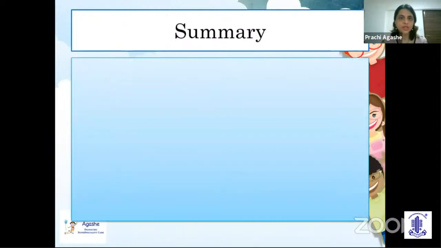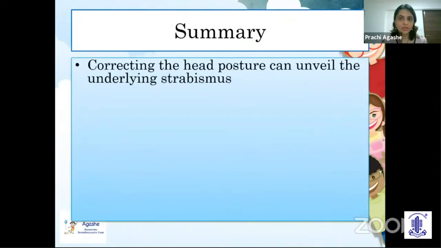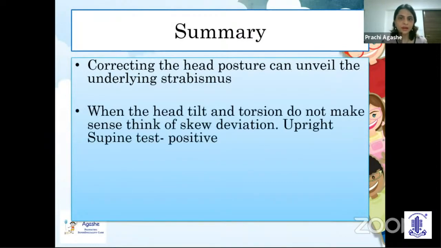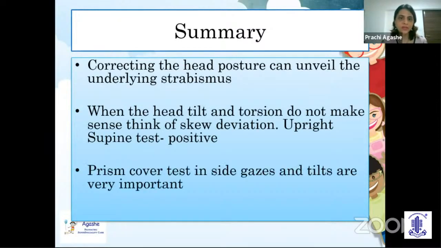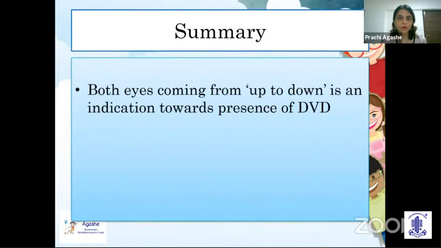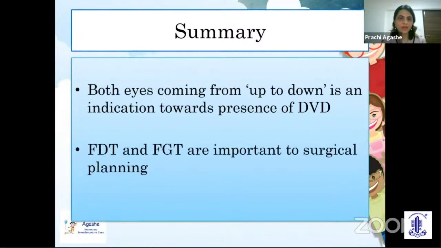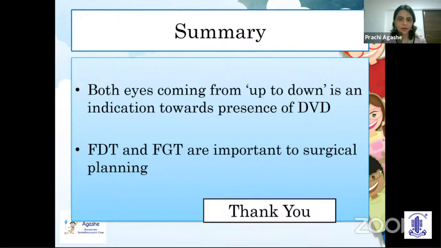So just to summarize, correcting the head posture can unveil the underlying vertical strabismus. When the head tilt and torsion do not make sense and the upright supine test is positive, think of skew deviation. Prism cover test in side gazes and tilts are very important, especially for the Parks test. Both eyes coming from up to down is an indication towards presence of DVD, and FDT and FGT are important to surgical planning. Thank you.